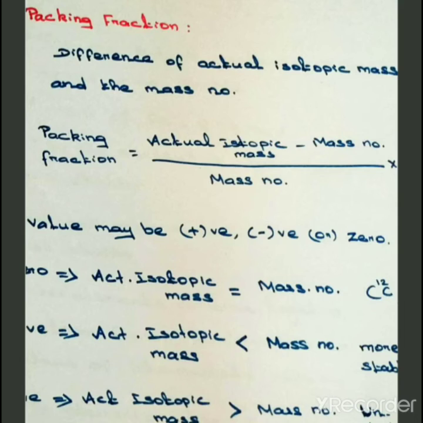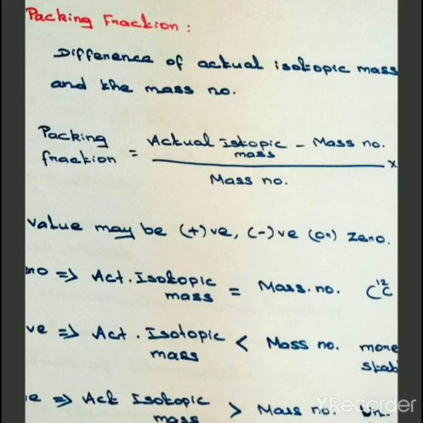For example, carbon 12 is considered as the reference isotope to calculate the atomic mass unit of other isotopes. So the packing fraction of carbon 12 is 0. Next, the value may be negative. So whenever the actual isotopic mass is lesser than the mass number of that isotope, at that condition the packing fraction value is negative, and such isotopes are considered as most stable.